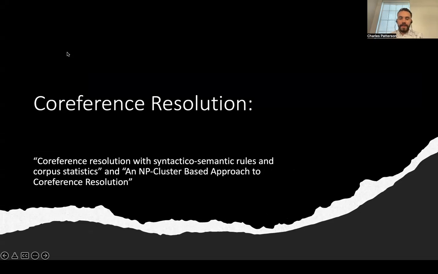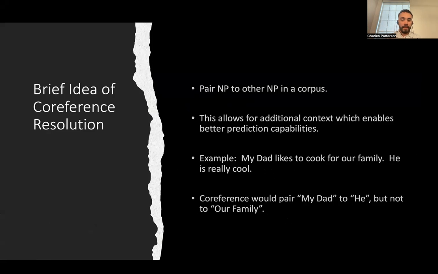Hey guys, so my name is Charles Patterson, and today I'm going to be talking to you guys about coreference resolution. Specifically, there are two papers within this topic that I'm going to be talking about. The first one is coreference resolution with syntactico-semantic rules and corpus statistics. And then the second one is an NP cluster-based approach to coreference resolution. And yes, that's a mouthful for me too.